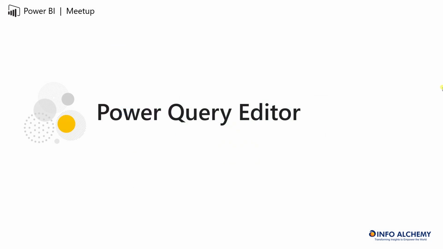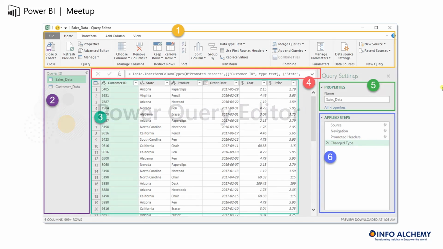In the Power Query editor, there are 6 main areas to become familiar with. One is the ribbon. The user interface for the editor is quite like Excel, and it organizes data transformation commands and other Power Query options into 5 main tabs. 2. Query list. A list of all queries in the current Power BI file, and you can navigate to any query from this area to begin editing it.